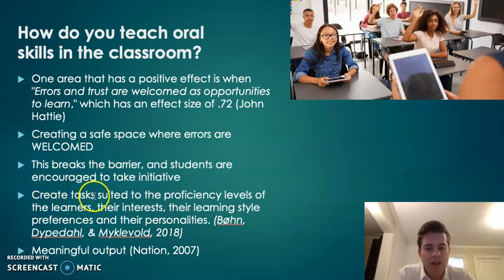So we want to create tasks suited to the proficiency levels of the learners, their interests, their learning style preferences, and their personalities. And of course, we need meaningful output. So we need to give the students some freedom in what they want to speak about in order for them to be more confident.